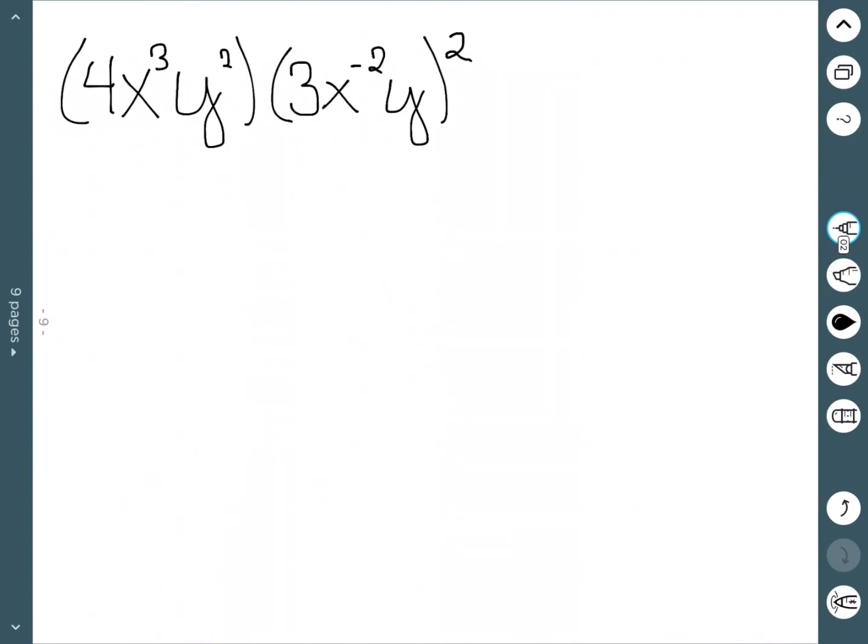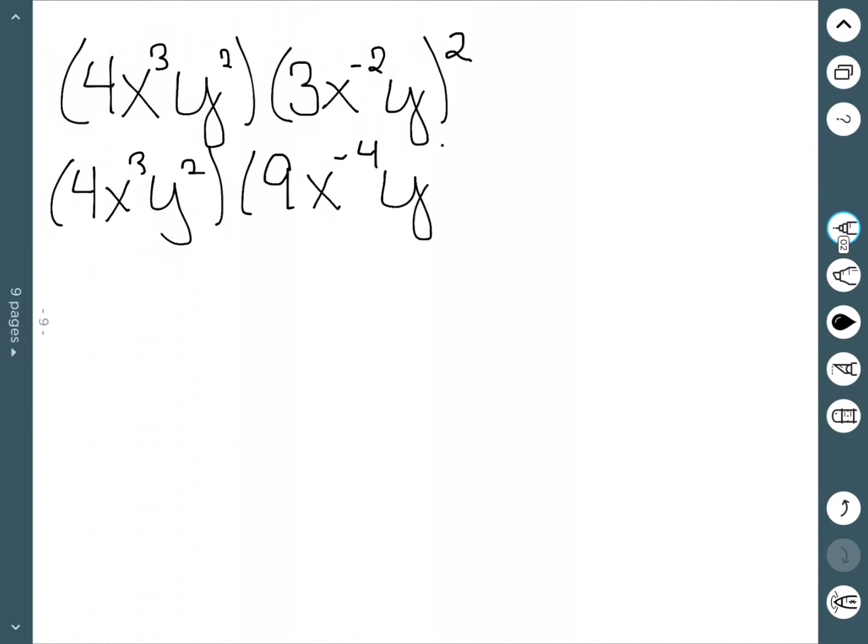For this one, we realize that that second parentheses has an exponent on the outside, so we need to start by doing that. My first parenthesis will stay the same to begin with, and then my second parenthesis, we need to square everything. 3 squared is 9. When we square exponents, we multiply. -2 times 2 is -4. For the y, 1 times 2 is 2.